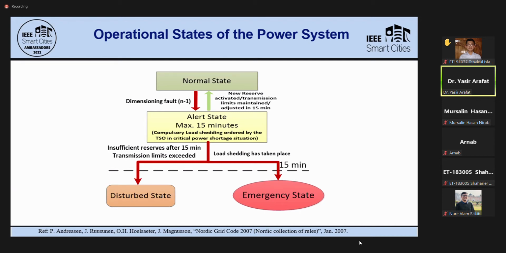In the disturbed state, there are insufficient reserves after 15 minutes and transmission limits are exceeded. So the system operator is saying that there is still insufficient reserve. That means the system is not running in a good state, so it could go to emergency state anytime. If it goes to emergency state, we need to restore the system by performing some load shedding.